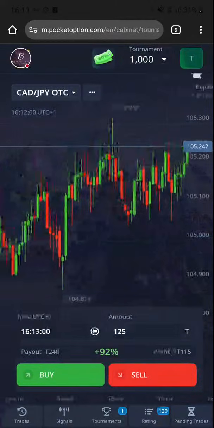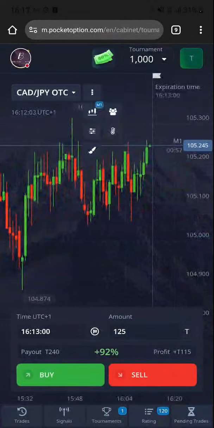So I'm looking for a good opportunity in the market. This is an area of resistance in the market.